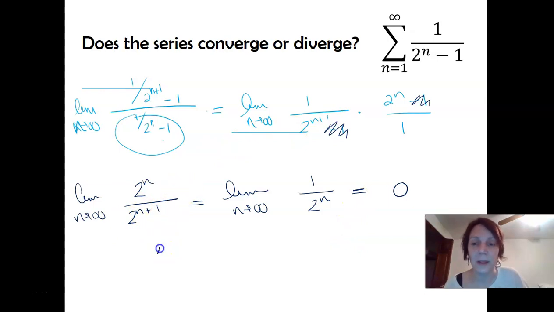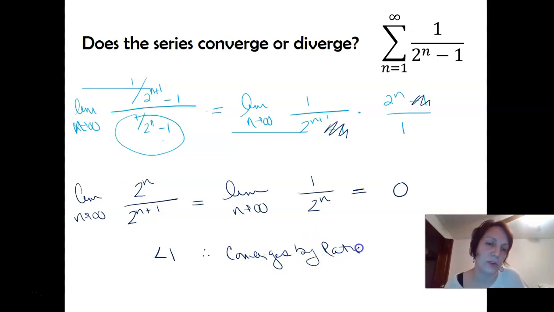And again, we say that is less than 1, therefore it converges by the ratio test. If I didn't mention this already in a previous video, it's really, really important to mention what test you're using.